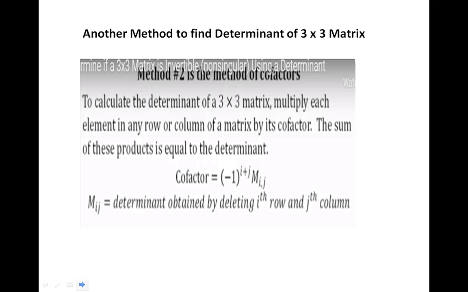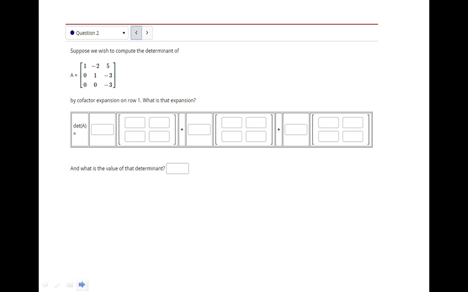To calculate the determinant of a 3 by 3 matrix, you multiply each element in any row or column of a matrix by its cofactor. Okay? The sum of these products is equal to the determinant. And the cofactor is equal to -1 to the i plus j times the minor of i and j. Okay, and so the minor ij is equal to the determinant obtained by deleting the ith row and the jth column. And this is much more easily understood with an example. So I'm going to show you the problem that they give you in the homework.